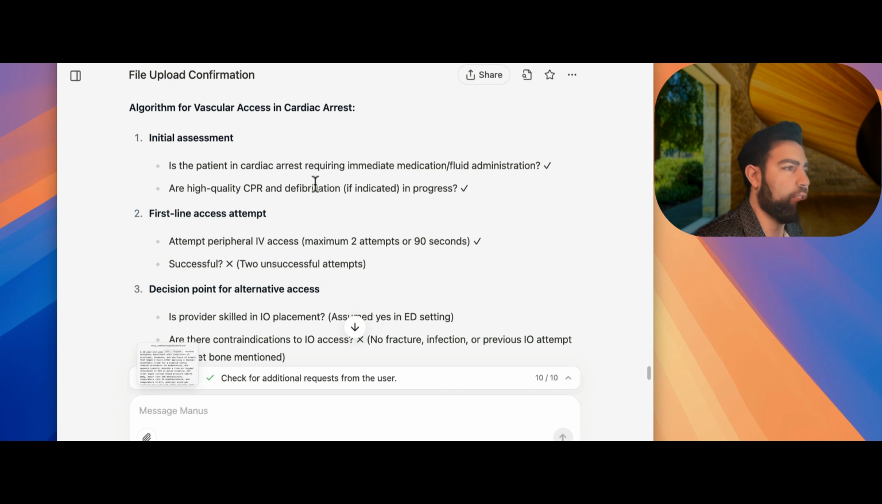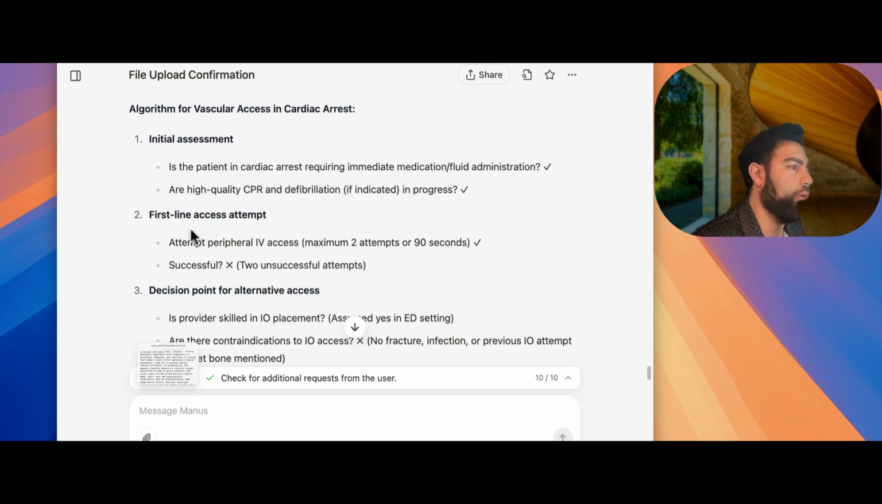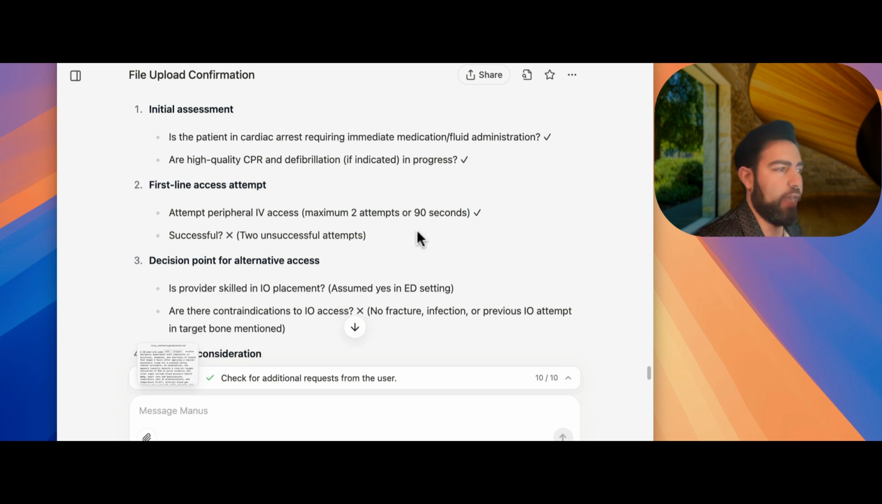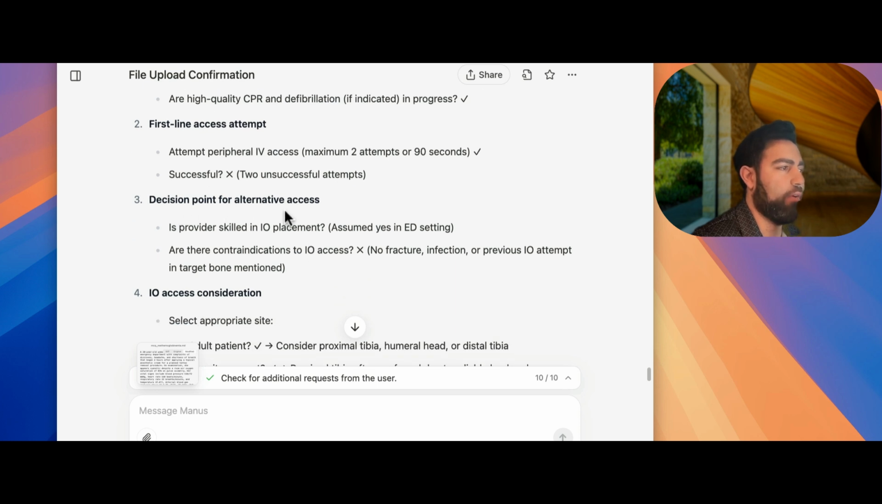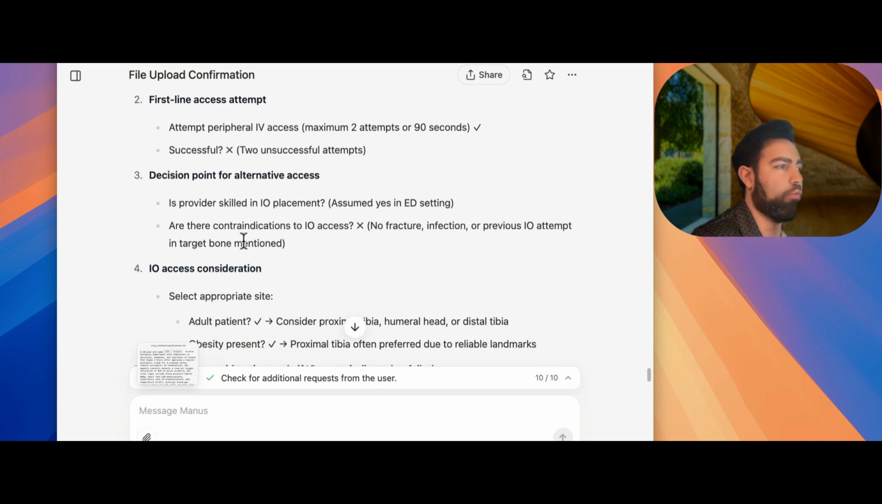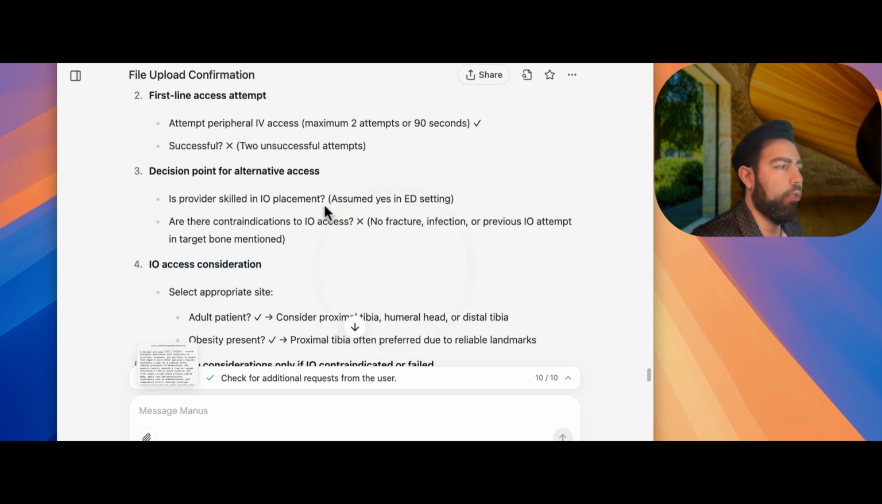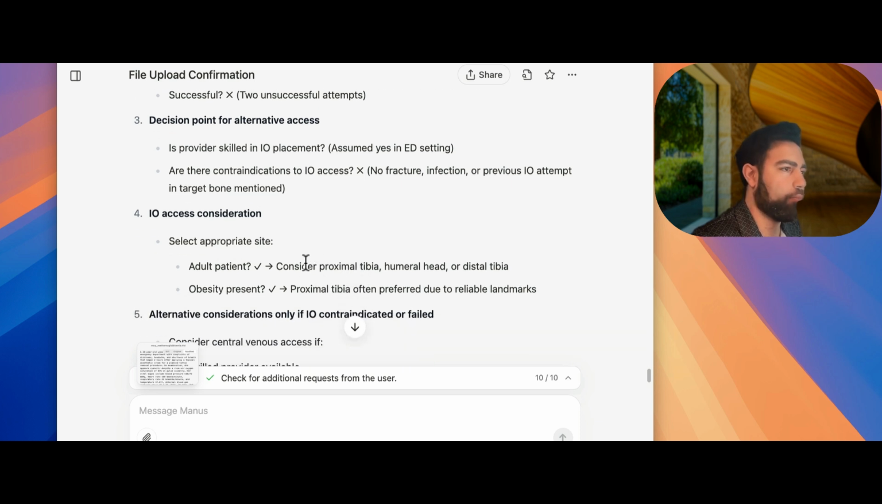Initial assessment: is the patient in cardiac arrest? Is this an urgent scenario? Did we try the peripheral and we couldn't get it? Maximum 2 attempts or 90 seconds, whether we were unsuccessful or not. Decision point of alternative access: is the provider skilled in IO placement? Can they do that, especially in ED settings? Or is there a contraindication to IO access? This patient has a fracture, infection in the bone, or previously had an IO attempted in the target bone.